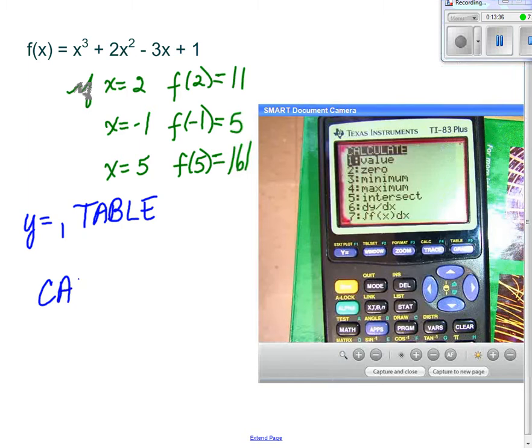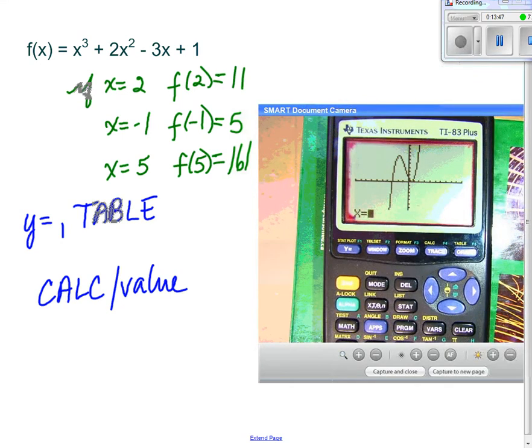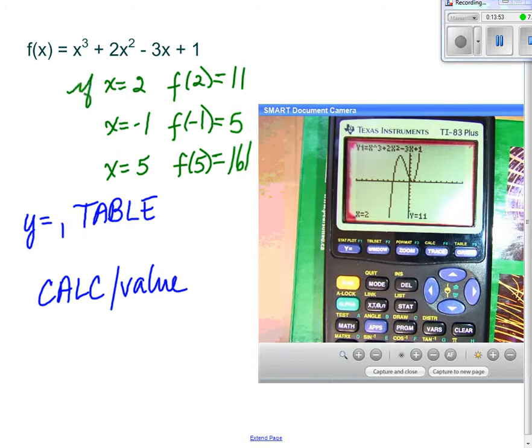If I'm looking for value, which is the first option, I'm going to hit number 1, and I can just type in any specific value. So if I type in x equals 2 and enter, I will get my y equals 11. So I can get the same answers.